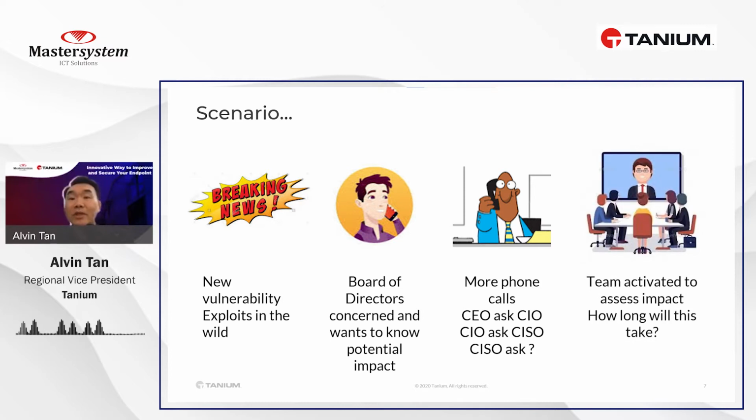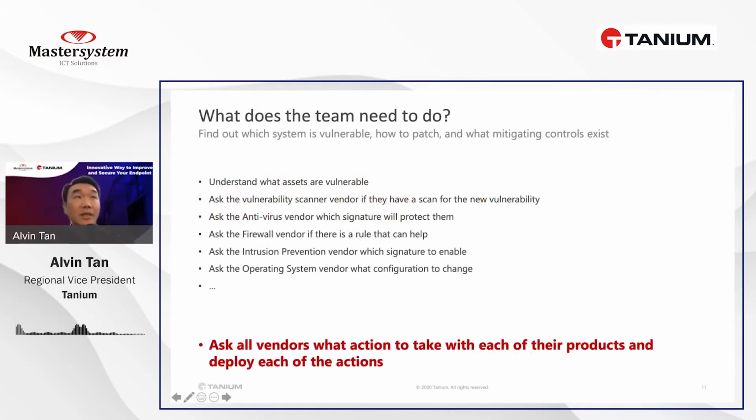And finally, you set up a team to assess the impact, right? Generally, the question is, how long will this take? And I say, what does the team need to do to find out which system is vulnerable, how to patch, and what mitigating controls exist? But basically, they go out and ask all the teams, right? Understand where are the vulnerable assets, and then basically ask every single vendor what signature can help. And by the way, the signature may not be out yet because this is zero day. So to do all of that, it takes a very long time.